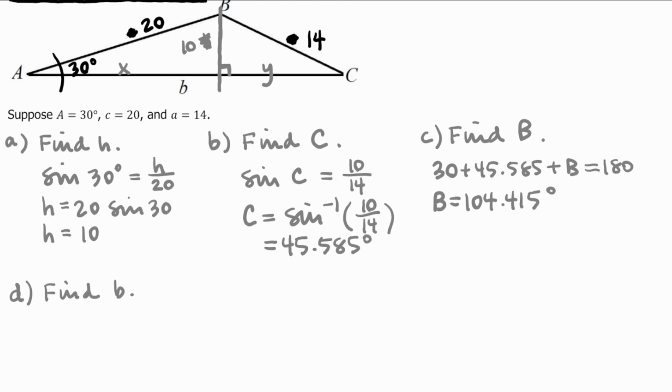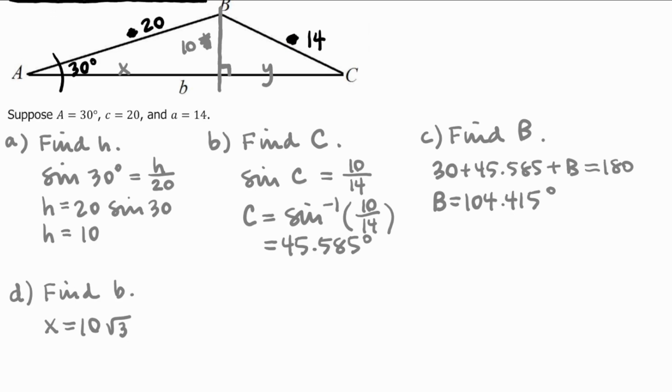This is a 30, 60, 90 triangle, and the short leg is 10, so X is going to be 10 multiplied by the square root of 3. That'll save us a little bit of work. Let's deal with special right triangles. Sometimes it works out just fine.